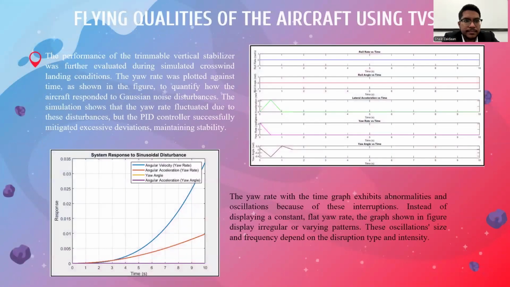The third graph talks about the simulation, which confirmed the benefits of implementing the trimmable vertical stabilizer, providing a level of precision that allows for finer control under crosswind conditions, thereby improving safety during critical flight phases like landing. The PID controller successfully mitigated excessive deviation, maintaining the stability.